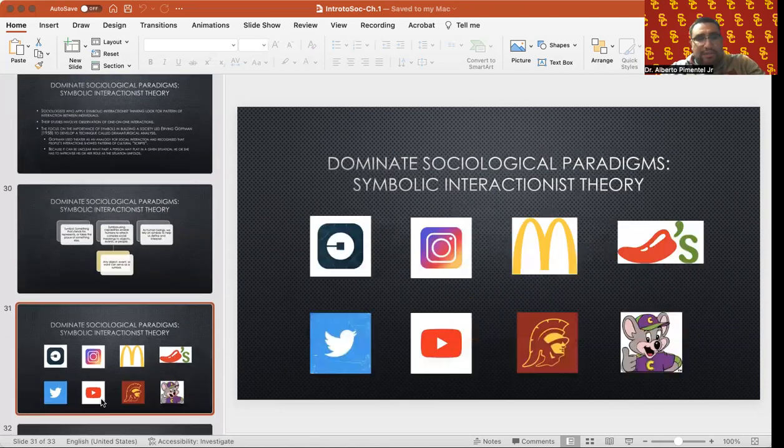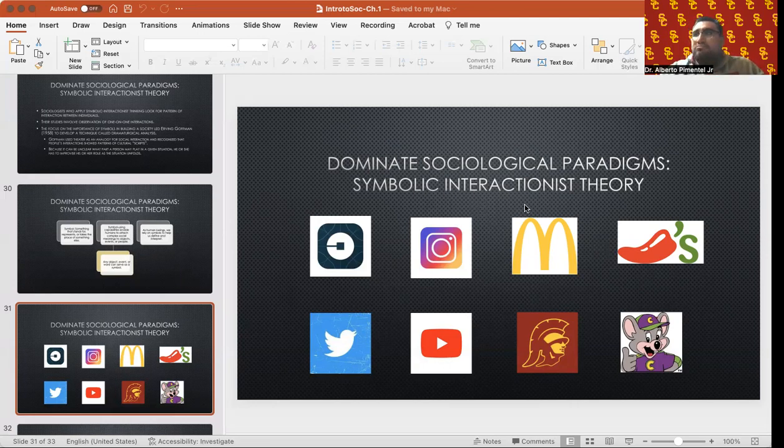And so we're going to see some symbols right now. On the left-hand side, we have the Uber sign. 15 years ago, would you have known what that is? How about the Instagram sign? How about the Golden Arches? How about the Chili's sign? How about Twitter? How about YouTube? How about USC? Spot on. Chuck E. Cheese. I want you to think about how symbols carry with them multiple meanings.